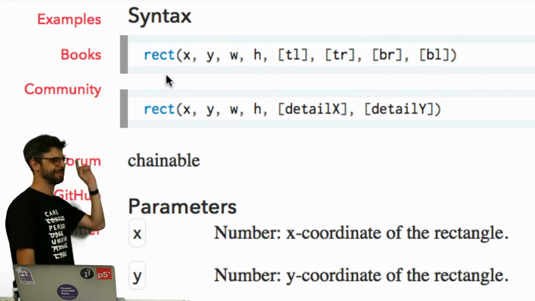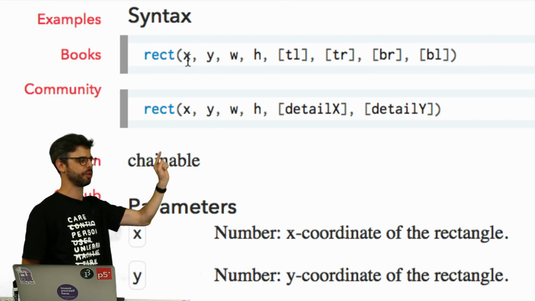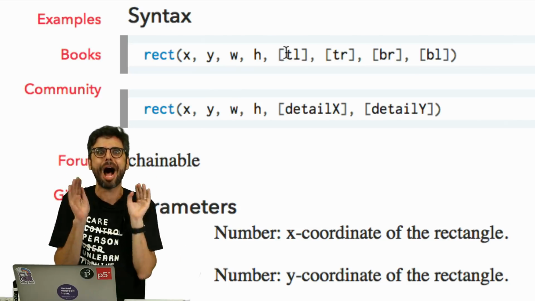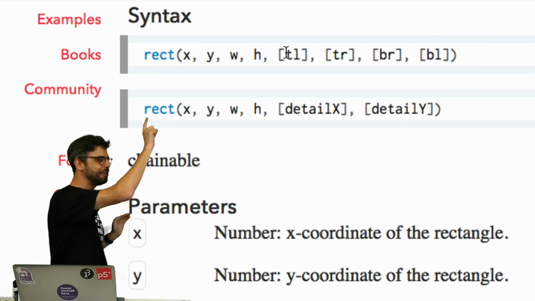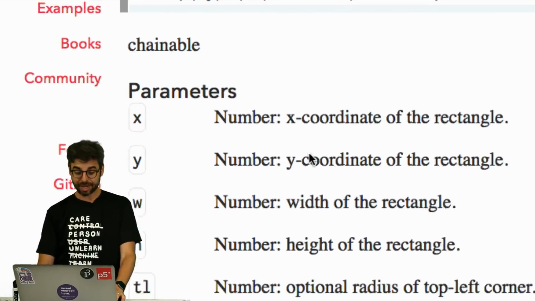But what I want to look at, this is what's really important. This is known as documentation. This is the name of the function, and these are the arguments: x, y, w, h. These other arguments are in square brackets because they're optional. So you have to use an x, y, width, and height. You can optionally add more arguments, and here it's going to tell you what they are.